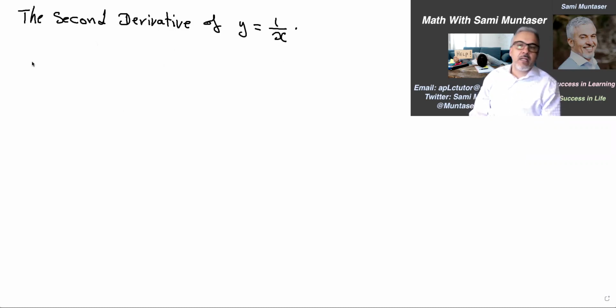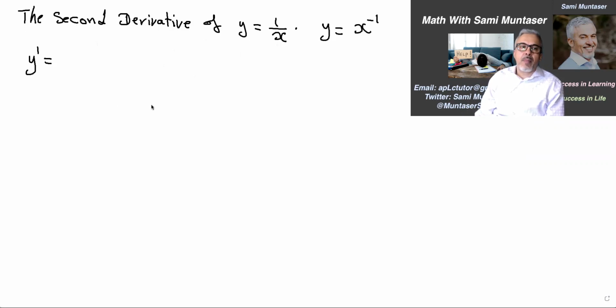To find the second derivative, of course, you have to do the first derivative first. So y prime equals, and you know what I'm going to do here? I'm going to change this to y equals x to the negative 1. So if y equals x to the negative 1, then y prime will bring the exponent down and take away 1 from the exponent. That would give me negative 2. And so the first derivative will be negative 1 over x squared.